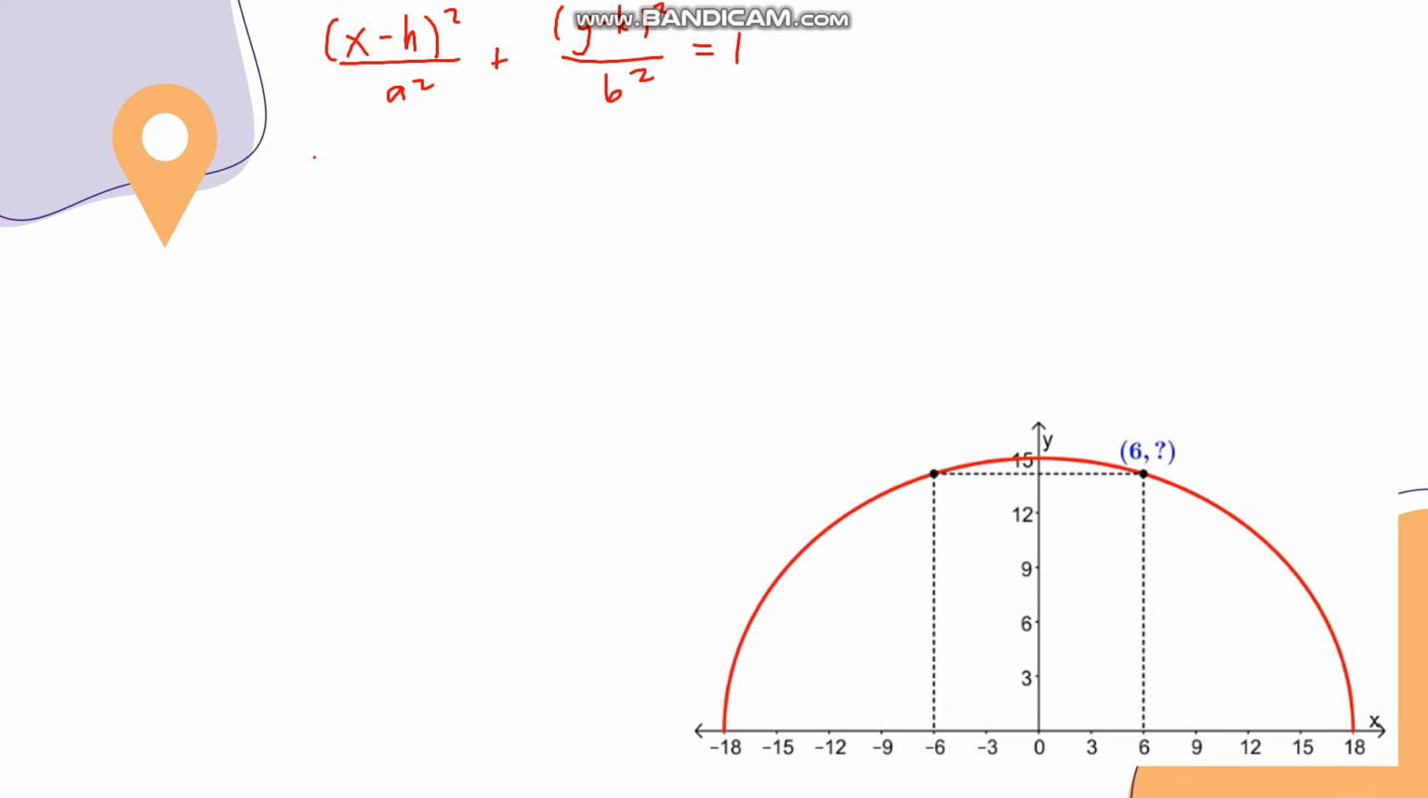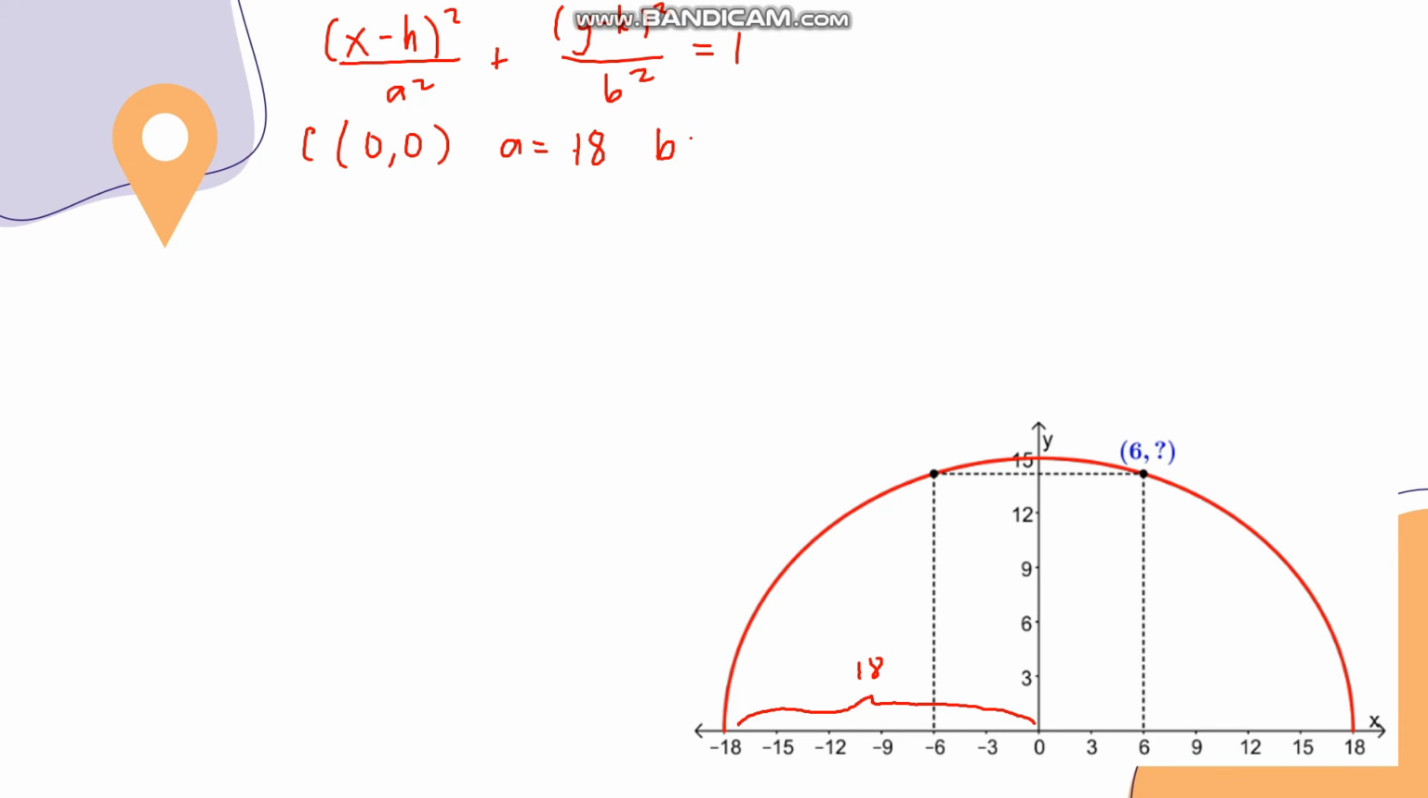From the problem, we know that the center is (0, 0). We can also identify the values of a and b. Remember, a represents half of our major axis, and b represents half of the minor axis. Since this is a horizontal ellipse, our major axis is also horizontal. Half of this horizontal axis is 18, so a is equal to 18 because the whole base is 36.